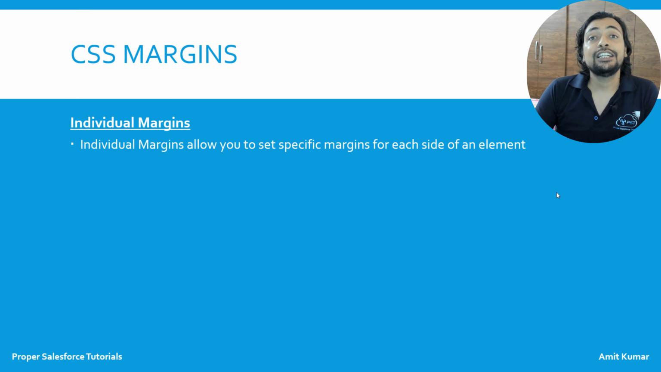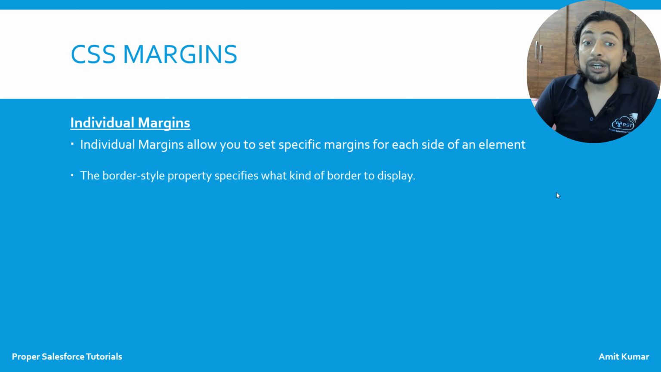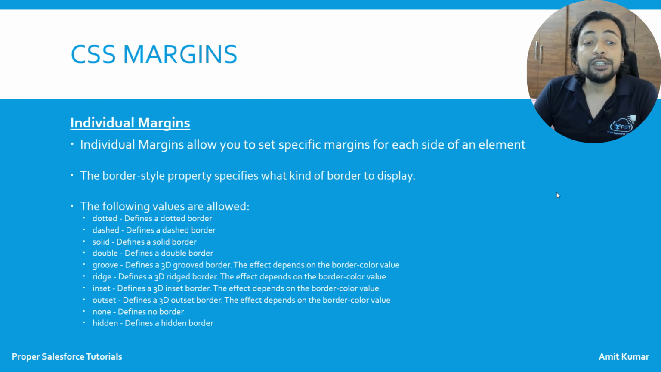Individual margins. Now individual margins help us to set a specific margin for each side of an element. For example, a specific amount of space on the left side and a different amount of space on the right. The border style property is used, and with the help of this property we can specify the individual margins for our elements. The following values can be used for it.